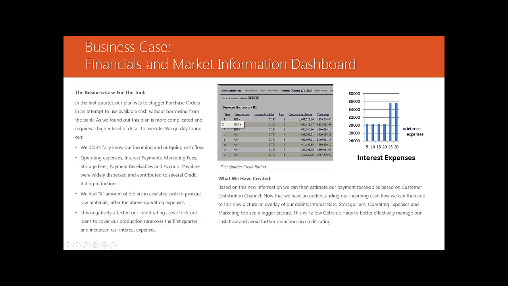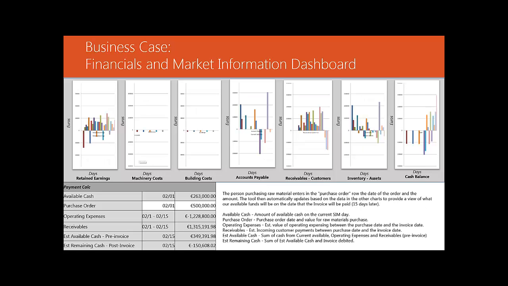So what we have done is we've created a financial and market information dashboard that would allow us to make a payment calculator, if you will, of when to make purchases based on current market information, such as our cash balance, retained earnings, machinery costs, building costs, accounts payable, accounts receivable, and inventory assets.